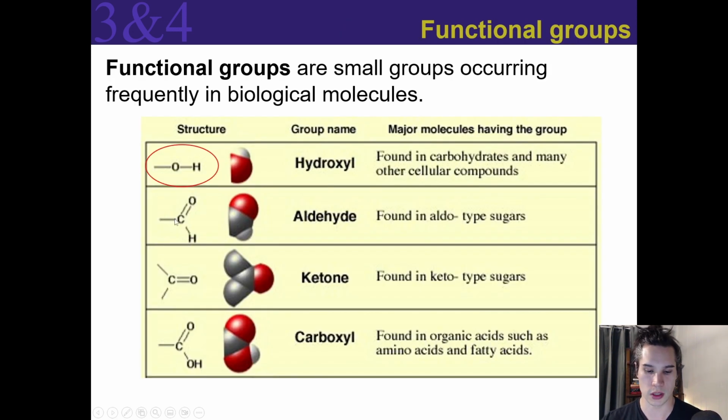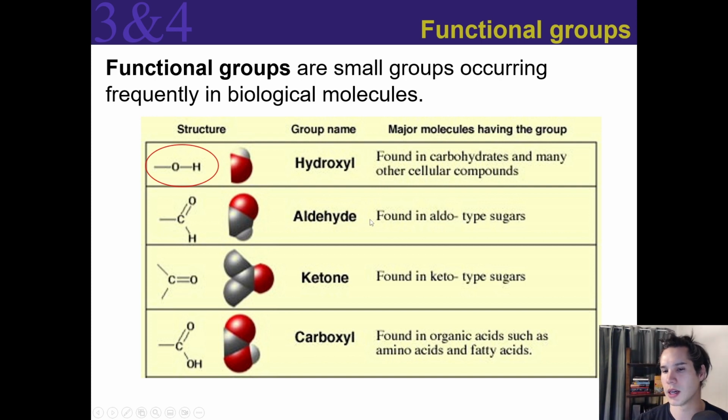Before we deep dive into the macromolecules, let's talk about some functional groups that are going to be important moving forward in this class. First, we'll start off with the hydroxyl group. This is just an oxygen bound to a hydrogen. You might have noticed this from the last PowerPoint that I went over, where I mentioned hydroxyl groups. Those are typically found in carbohydrates and many other cellular compounds, but not limited to them.